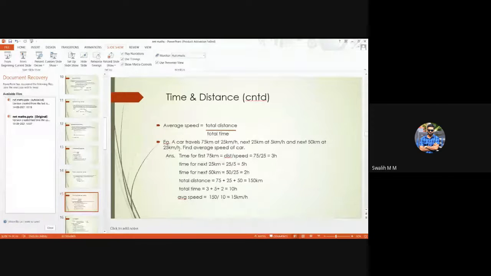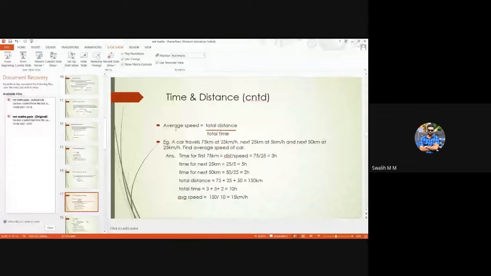Find the average speed. So the car is traveling different distances at different speeds. So you need to find the average speed of the whole journey. You shouldn't just add all these 3 and divide by 3. That would be wrong. What you need to do is find the total distance and find the total time. Divide the total distance by total time, you will get the average speed.